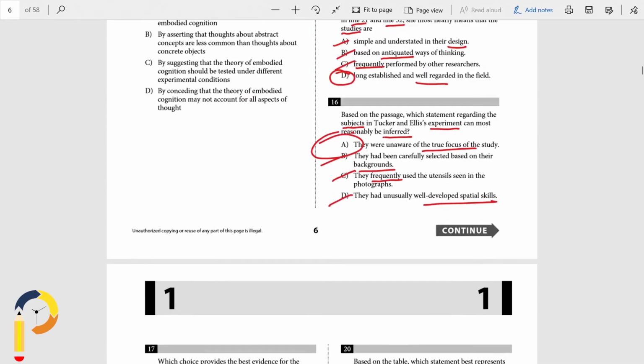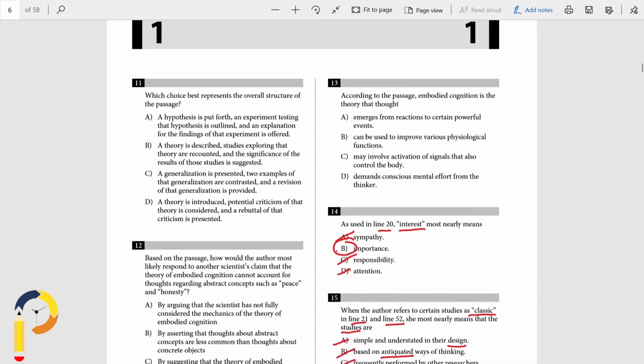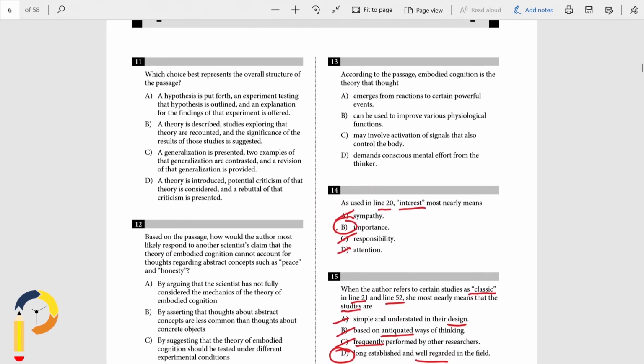And with that, we're going to move back to the questions that we haven't yet answered. Number 11, which choice best represents the overall structure of the passage? Theory is introduced. Potential criticism of that theory is considered. Okay, I'm going to do this again. Looking at question number 11 now. Which choice best represents the overall structure? So it's a structure-based question.